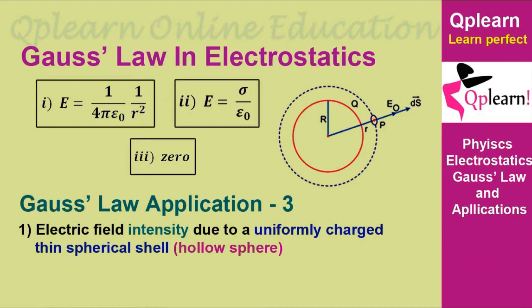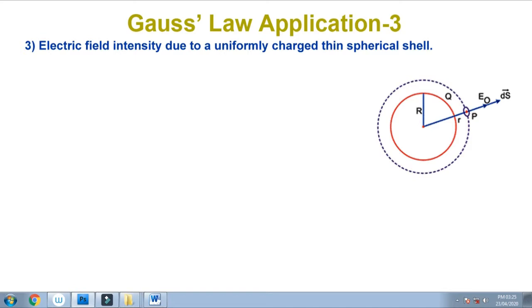Okay, today is one of the new topics. That is the last topic of Gauss law, the application of Gauss law. The last topic is the electric field intensity due to a uniformly charged thin spherical shell. Clear? Here also we have to identify the electric field intensity. Again the target is E. We have to identify the electric field intensity.